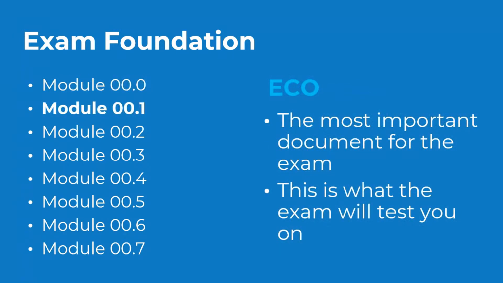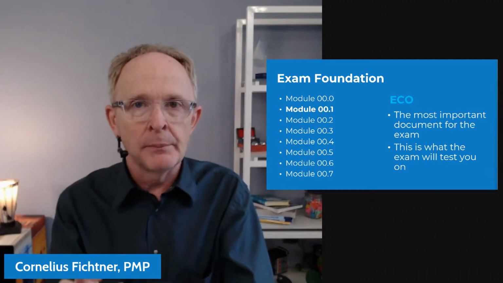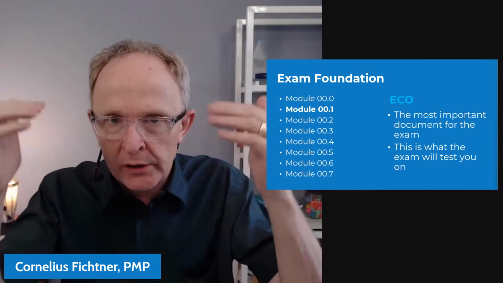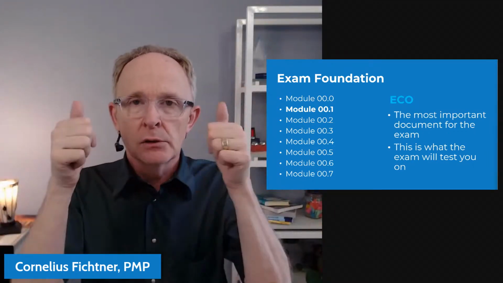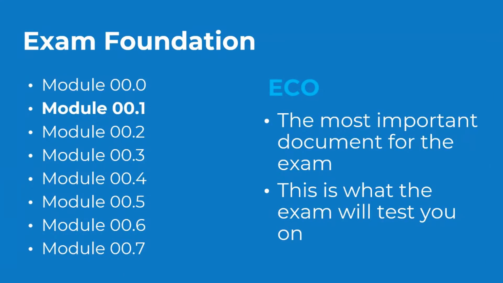00.1, that is the most important document that you need to read for the PMP exam, right? This is about the ECO, the exam content outline. This is what the exam will test you on. You've already read it before you even got to it. Once you have watched this lesson, you will really understand what the PMP exam is all about, what it'll test you on, and what you need to do in order to have a solid way forward. So do this next. Read the ECO, watch the lesson about the ECO. That's kind of my thing. We'll get back to that. Take action at the end.